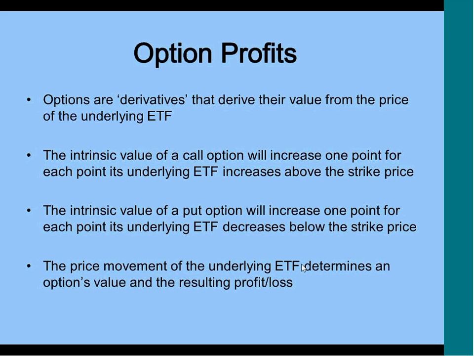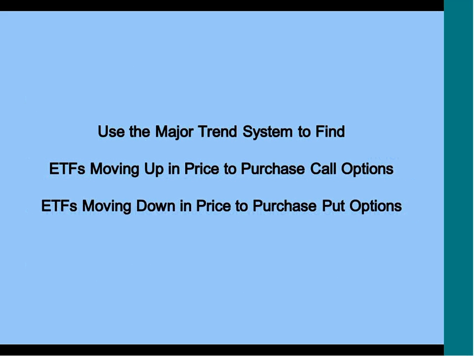So we want to use the major trend system to find ETFs moving up in price so that we can purchase call options. And then we can also use the major trend system to find ETFs that are moving down in price, and then we want to purchase put options. And again, your profits when you're trading options are going to be determined by the price movement of the underlying ETF. So that's the most important criteria that you want to look at.